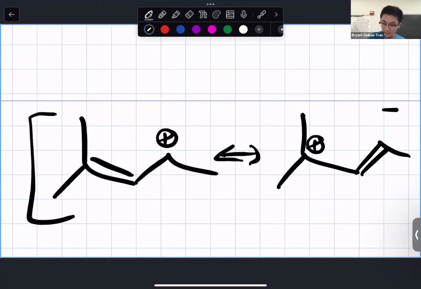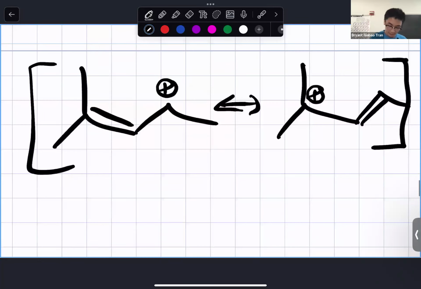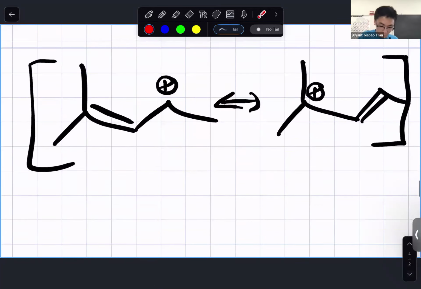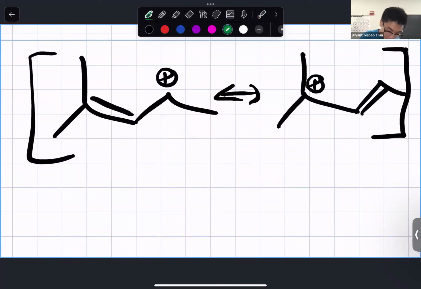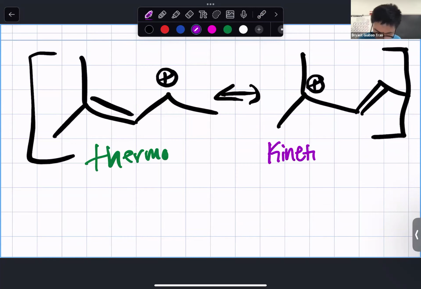Yeah, carbocations, carbanions, and radicals. Where this first one here gives you your thermodynamic product. The second one here gives you your kinetic product.